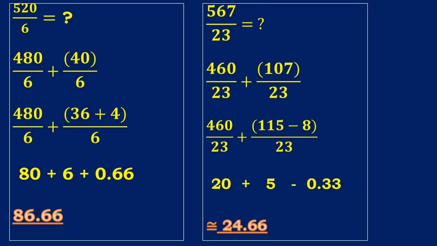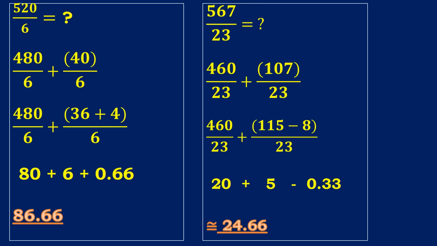567 divided by 23. We try to break 567 into two parts, and can be taken as 460 plus 107. 460 will be divisible by 23. So here, 567 should be taken as 460 plus 107 divided by 23. So, this can be taken as 460 by 23, plus 107 by 23. 460 divided by 23 is 20.